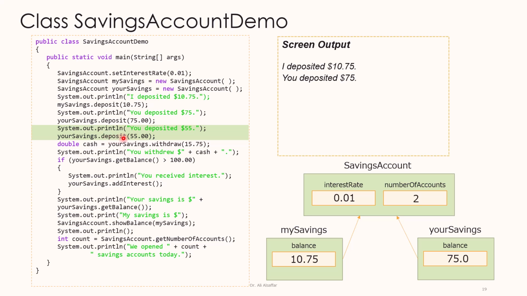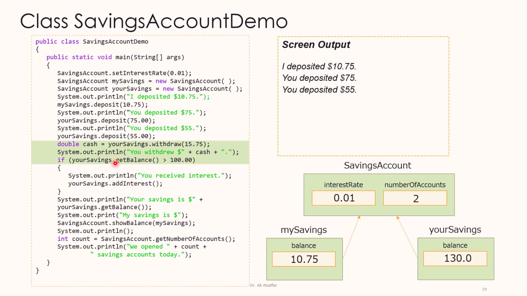In the next two statements, another message is printed saying you deposited $55, and again we are depositing into your savings account, which is this object. So when you deposited 55 and 75, deposit will update the balance by adding 55 with 75, and the answer will be 130. So after these two statements are executed, a message will be displayed on the screen. You deposited 55 and the balance for your savings will be updated to 130.